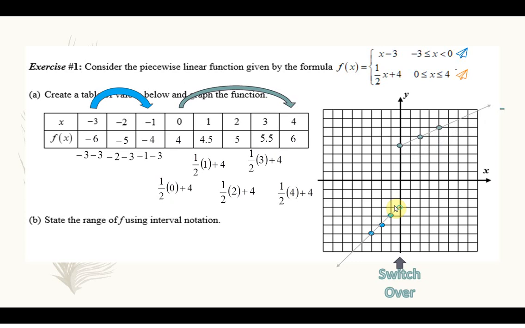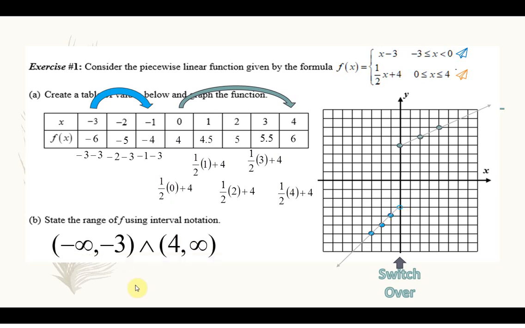Now, B, state the range of this. Now this is a little bit tricky because there's not pieces in the middle there. So using interval notation, again, if we talk about range, we want to start from the bottom and go up. I have an arrow at the bottom, so I know I'm coming from -infinity, and I'm making it up to, but not including, -3.